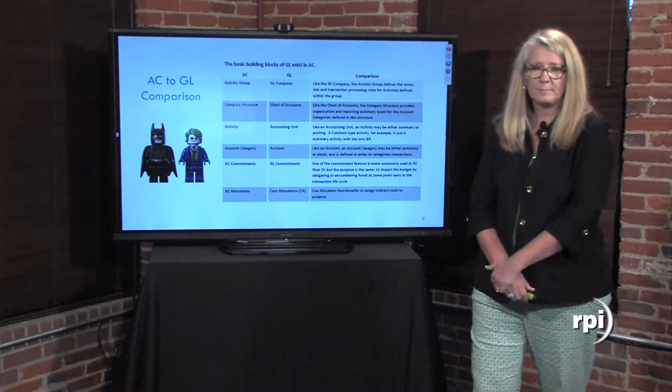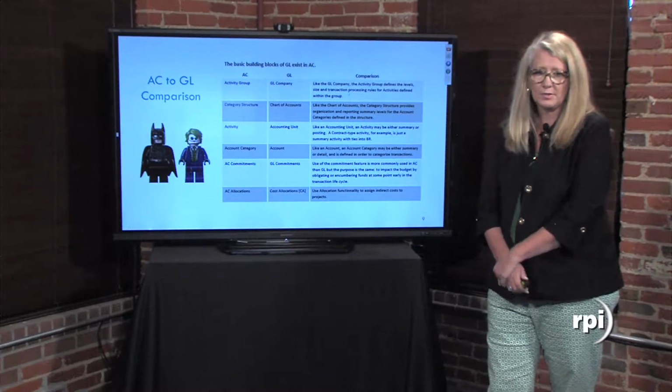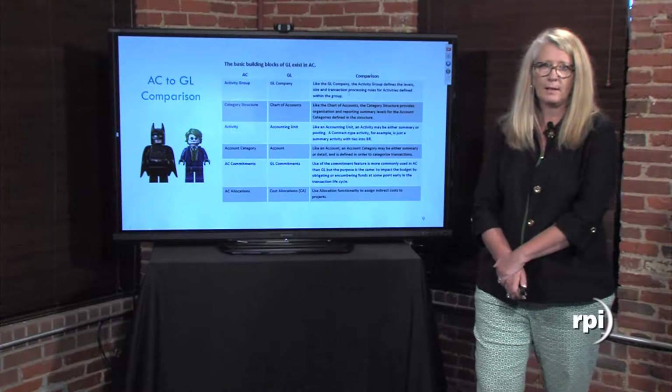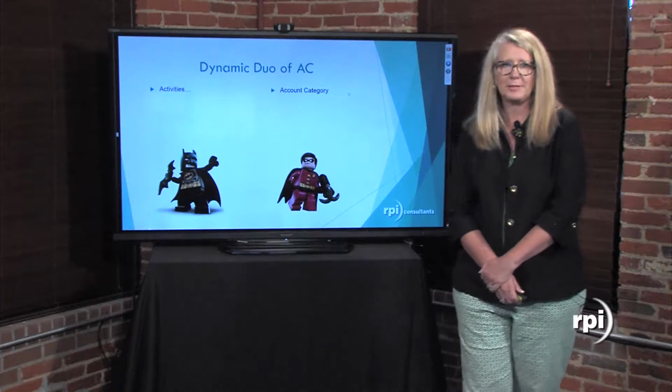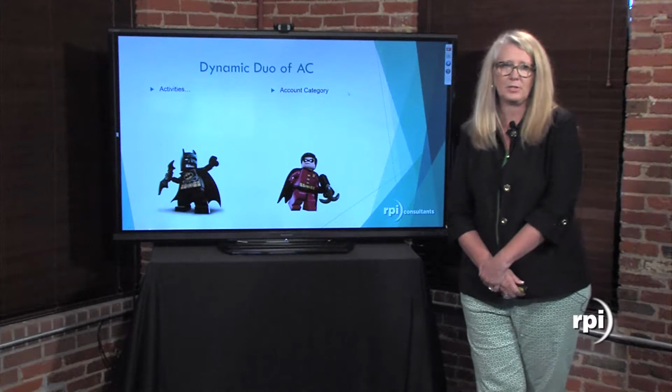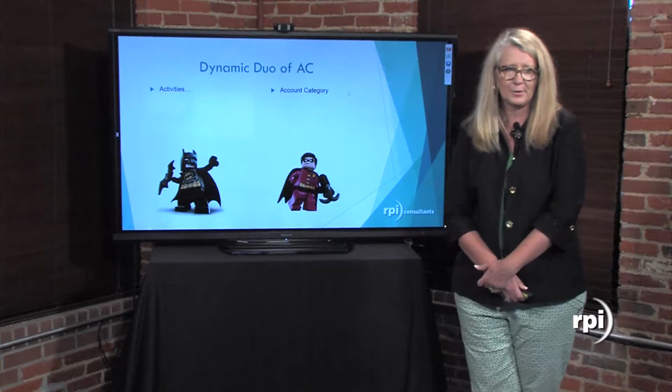An example of this might be where I want to assign indirect costs to a project, thus resulting in the dynamic duo of AC, which are activities and account categories.